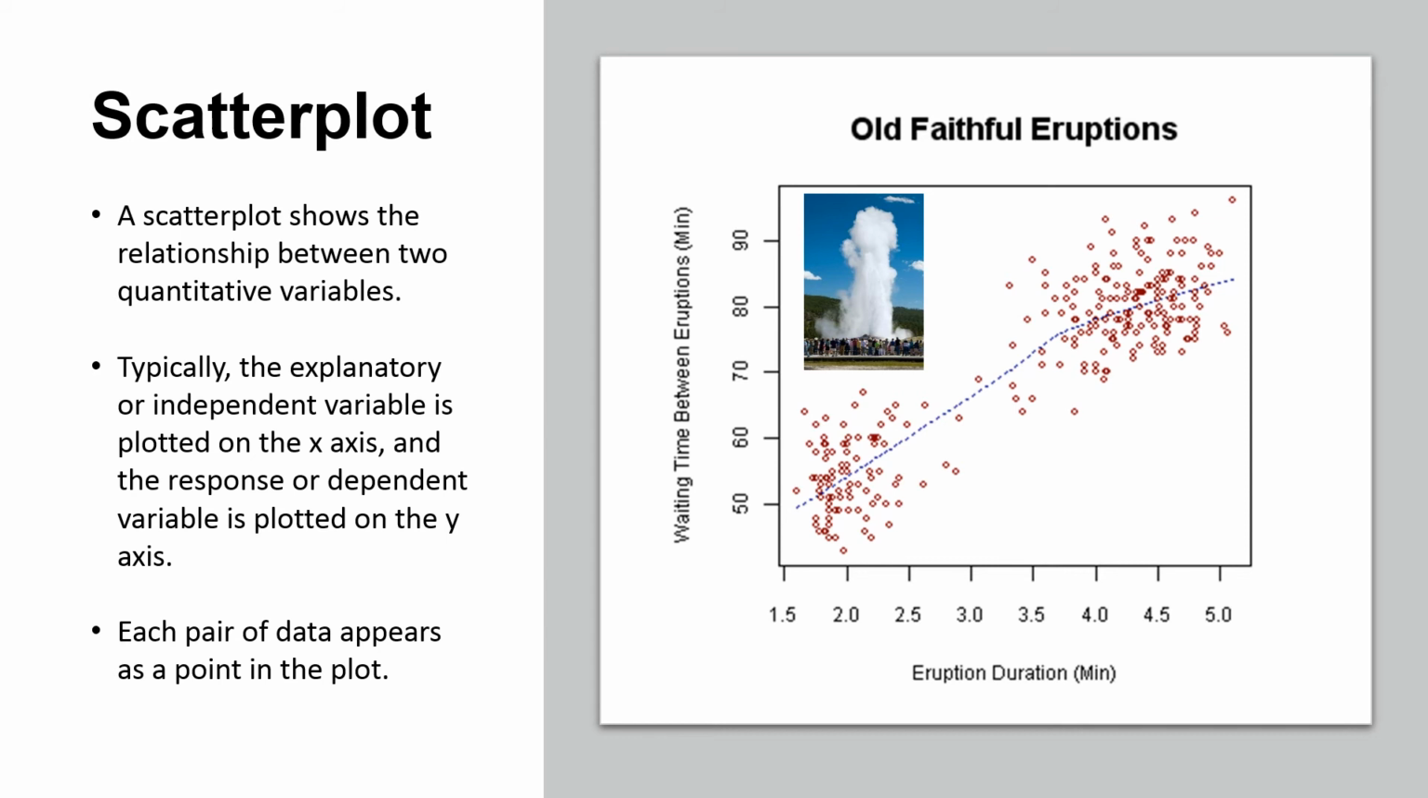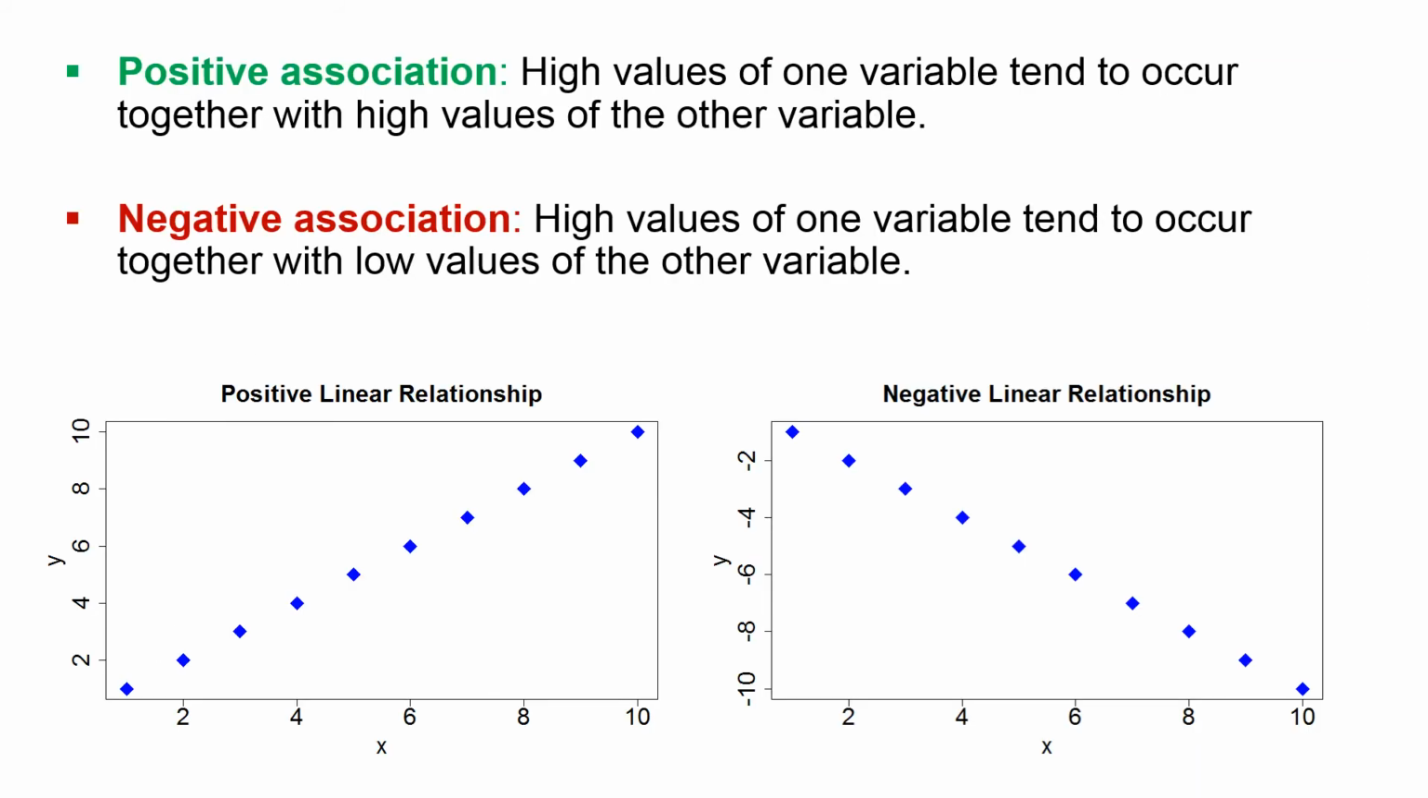Data points in the bottom left have shorter eruption durations and short waiting times, while the data points on the top right have long eruption durations and long waiting times. Since eruption times and waiting times between eruptions tend to move together, the relationship appears to be positive. Typically, the explanatory or independent variable is plotted on the x-axis, and the response or dependent variable is plotted on the y-axis. Each pair of data appears as a point in the plot.